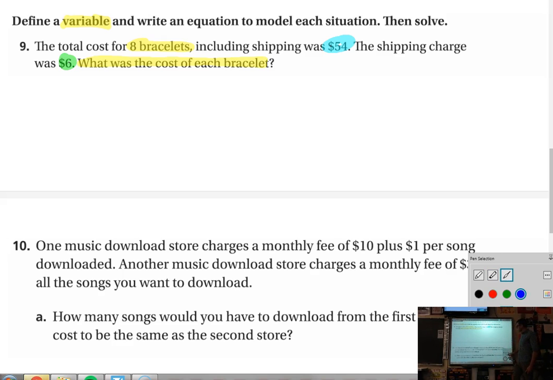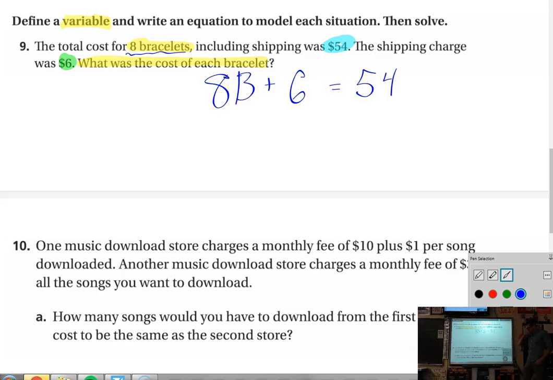So as I go to set this problem up, you can either start with the variable term or start with the constant term. I like to start with the variable term. So my variable term here, 8 bracelets, I'm just going to set up 8b plus the fee for the shipping of $6. That totaled my 54.